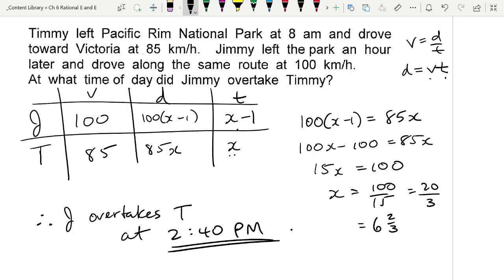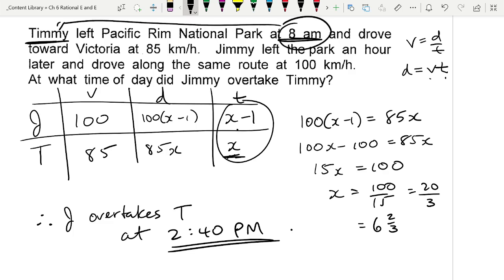And I thought it was, since they tell me Timmy left at 8 a.m., I thought it was smarter to make Timmy the x, so that I know I don't have to do any changes to the x to go directly to the time. So you're making them leave at the same time? Well, yeah, this kind of balances the time, right, by taking one away. But the fact that the time is again linked to this person is why I made that one the x.